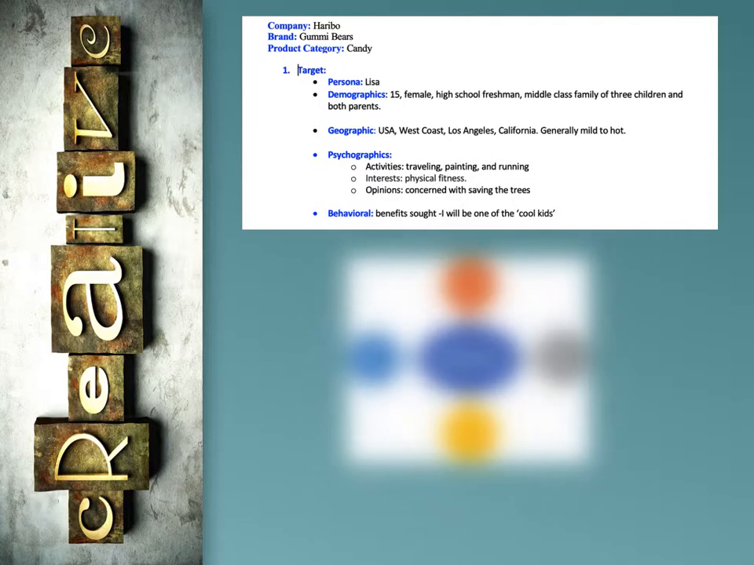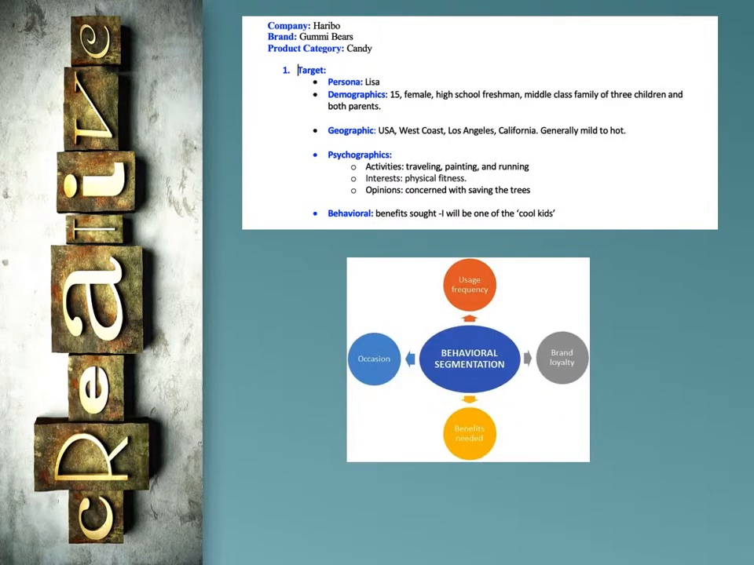Okay, so with the behavioral, just to show you different usage patterns, you have occasions, you have usage frequency, like is this something that you buy all the time? Is this a brand that you buy all the time? Or benefits, like Lisa, her benefit is to fit in with the cool kids.